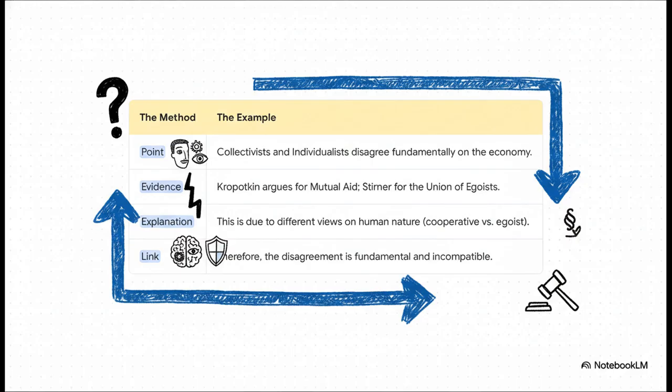And here's what that looks like in the real world. Check this out. The point, clear and simple: they disagree on the economy. The evidence: you bring in Kropotkin and Stirner to clash. The explanation: you dig deeper. It's because they have fundamentally different views on human nature. And the link: you make a judgment call. Therefore, the disagreement is fundamental. See, it's a perfect, self-contained argument. Every paragraph should be this tight.